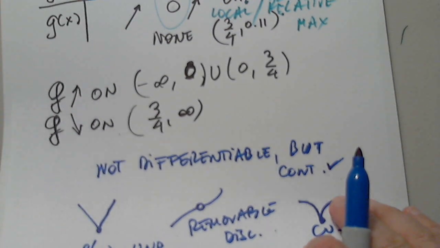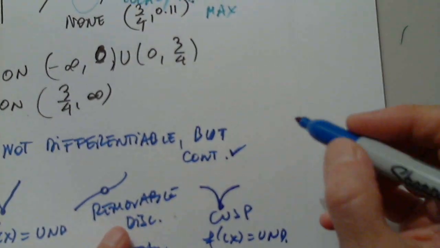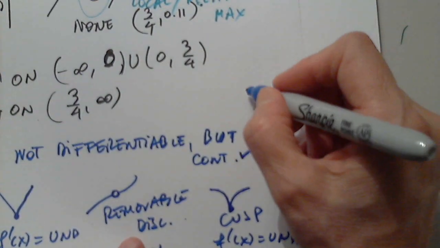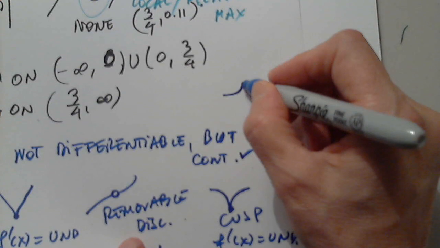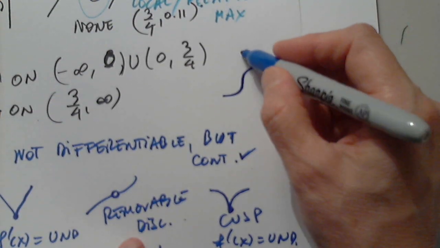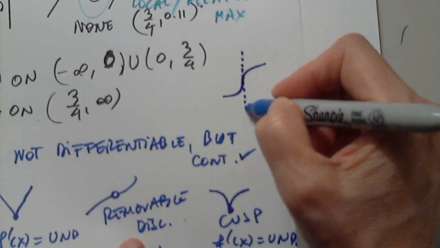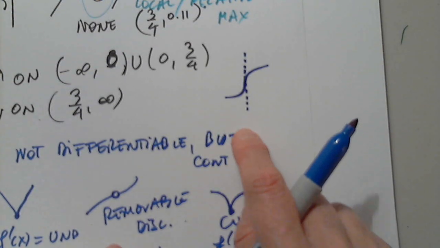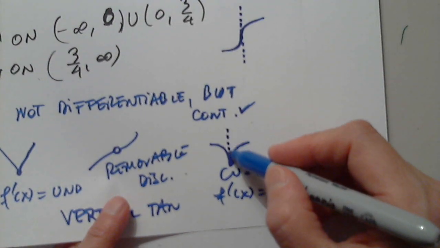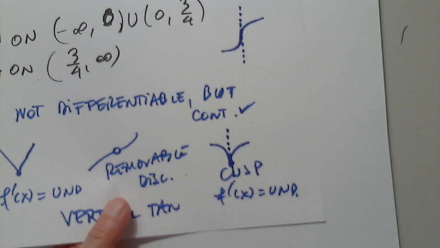How does the vertical tangent look like? I'm going to graph it here on the side. Something like this. This is a vertical tangent. Even here, even this one is a vertical tangent. Okay, so now let's go back to our graph.